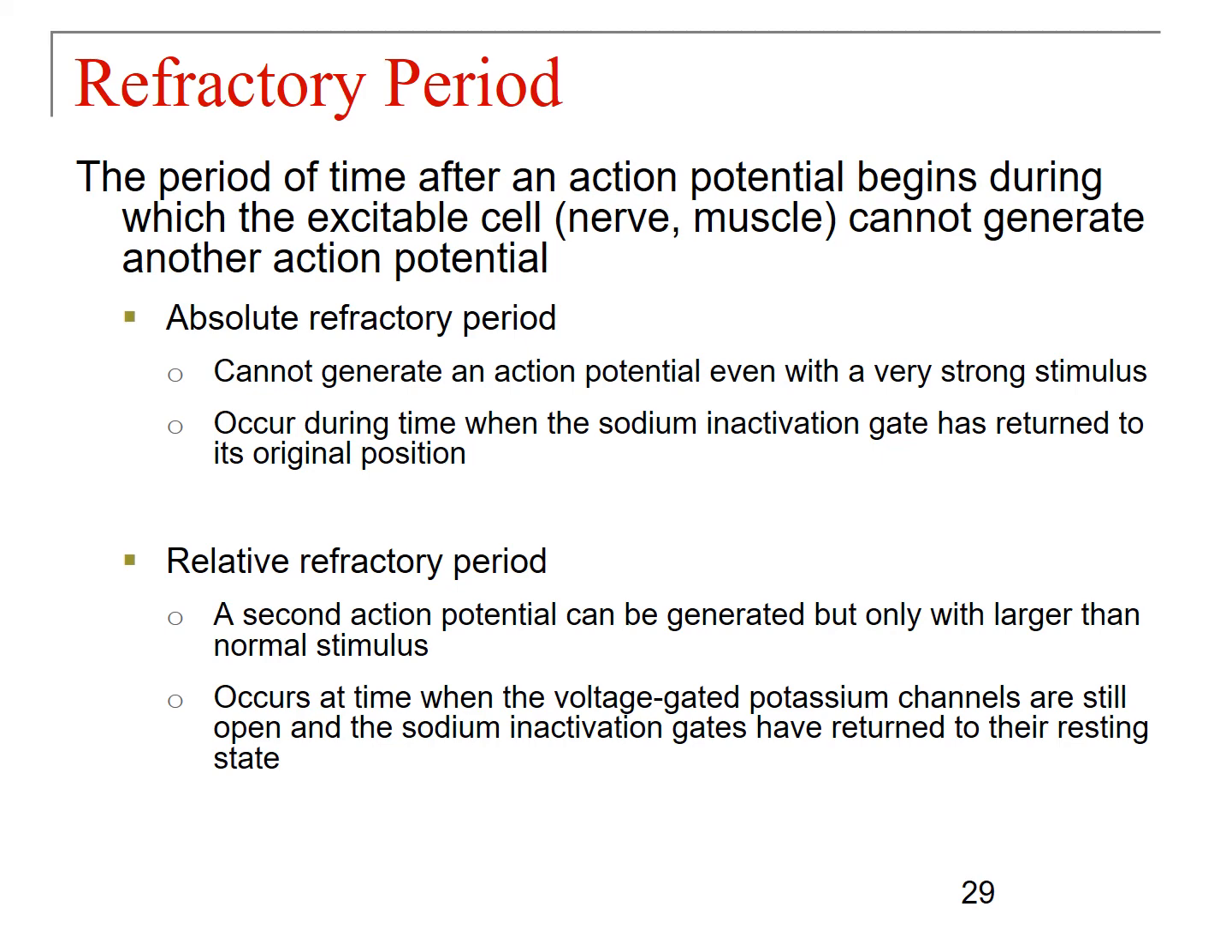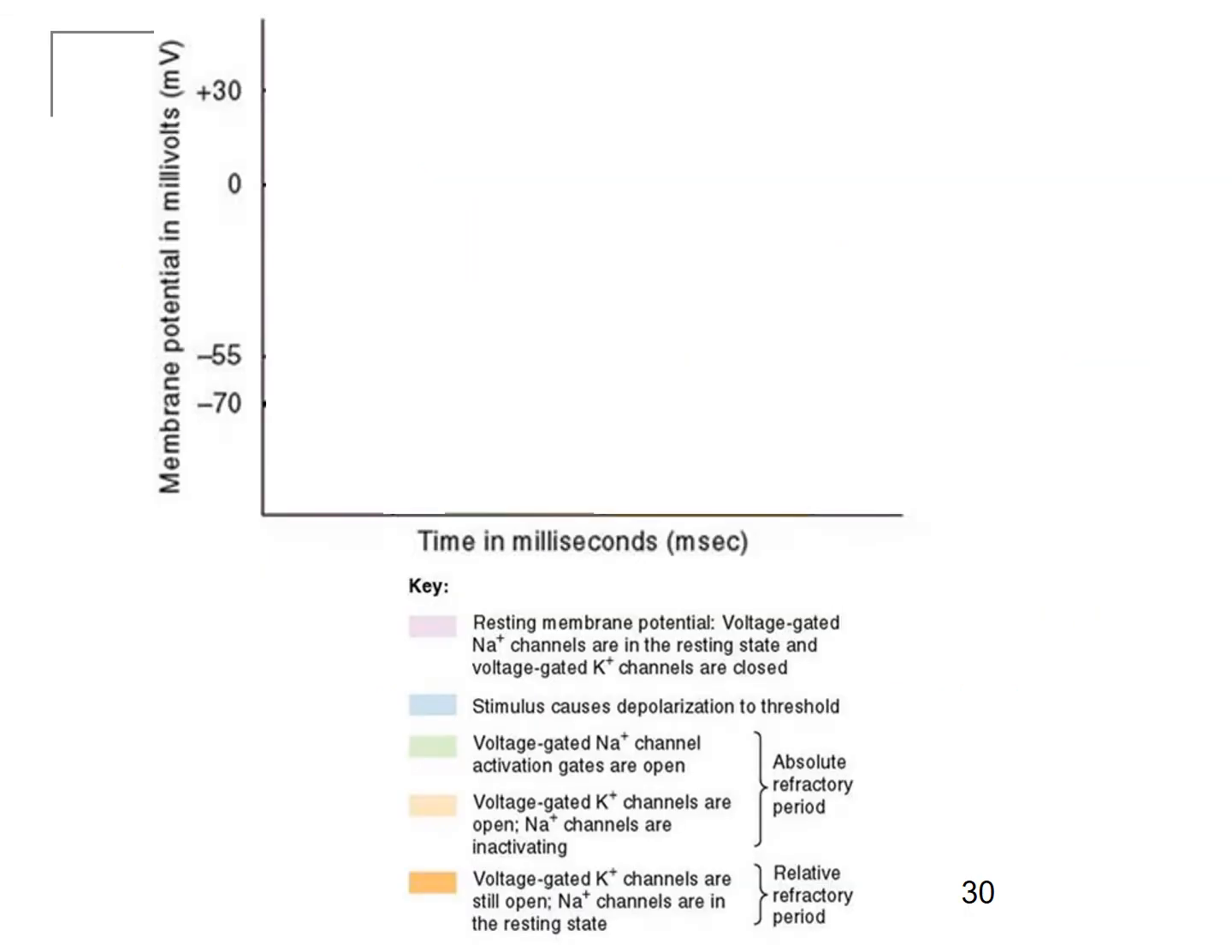So, okay, let's take a look at what happens during the action potential. Let's take a look at the absolute and relative refractory periods. So again, the absolute refractory period is when you cannot start another action potential, and the relative refractory period is when you can start an action potential, but it takes a stronger stimulus. So let's go all the way through the action potential first, and then we'll discuss it.